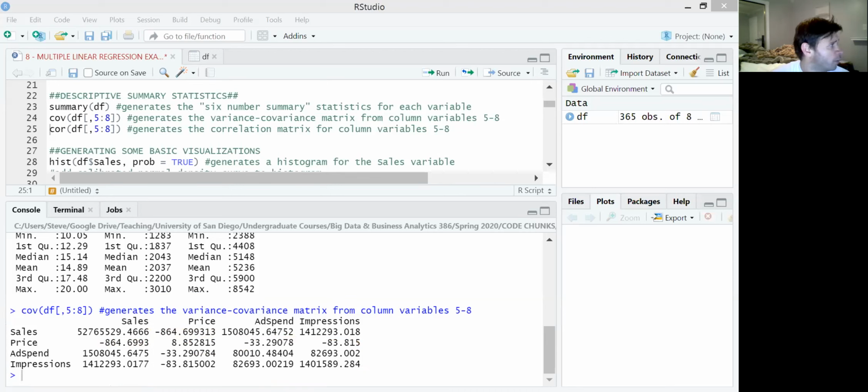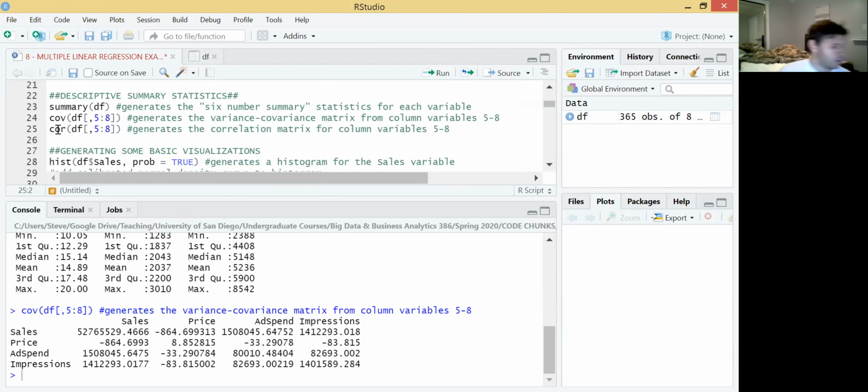One more note about this matrix. If you look at the diagonal values specifically, this value here is the covariance of sales with itself, which is the variance of sales. This is the variance of the price variable, the variance of ad spend, and the variance of impressions. Unfortunately, covariance measures are distorted by the units of measurement of the underlying data. So next we're going to generate a similar type of matrix, the correlation matrix for the same set of variables, and we will be able to compare the two.